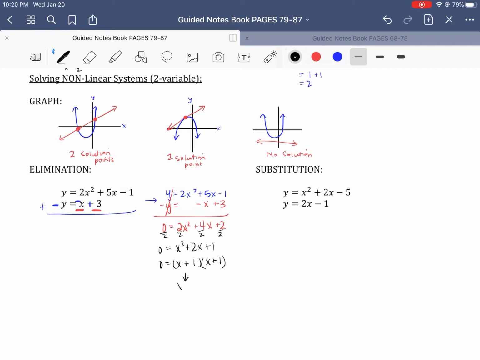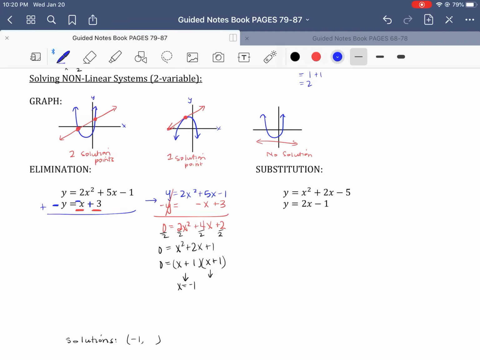So if we look for the solution here, it looks like x is equal to -1 or x is equal to -1. Now if it's a repeated solution, that's one of those where there's just one solution point. There's one x value that came out that works. So I know the x value is -1, so now we just need to find its y value.